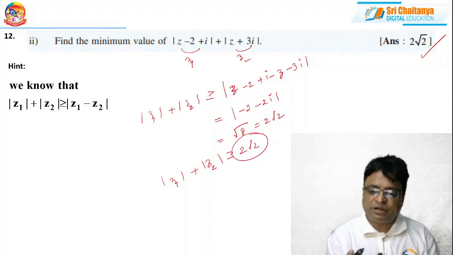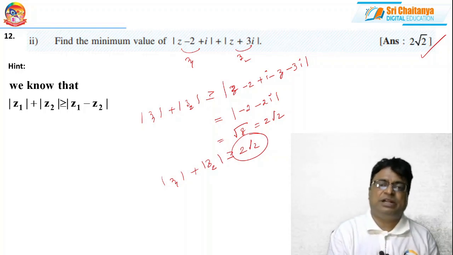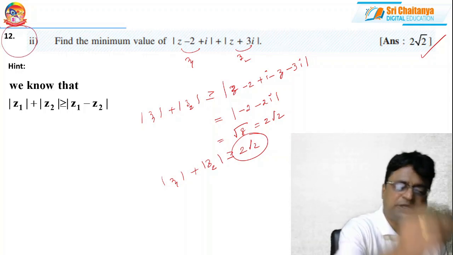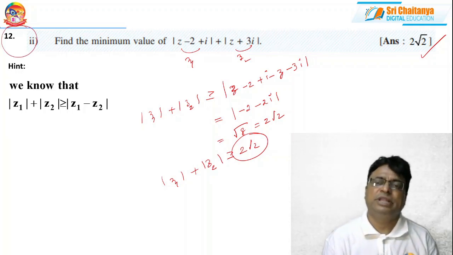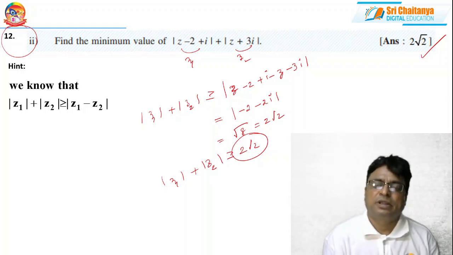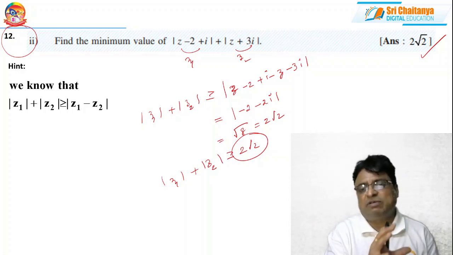That's why, if you are familiar with the simple inequalities, you can do wonders in solving the problem. Of course, this is again important for competitive examinations. More than board examinations, it is very, very important for competitive examinations. That's why in the beginning of our complex numbers, I have explained everything.